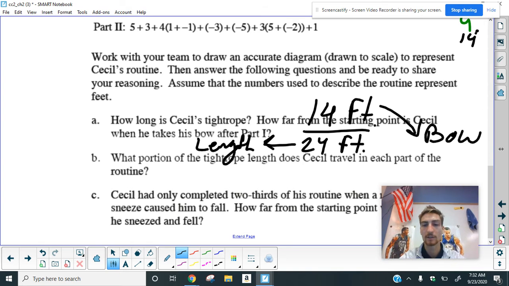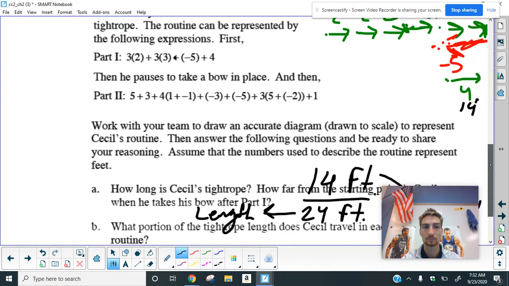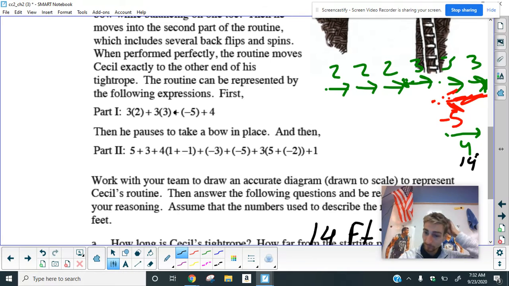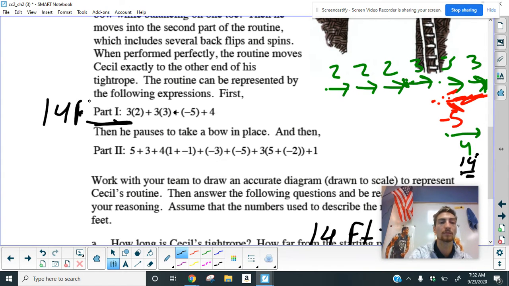All right. Now it says, what portion of the tightrope length does Cecil travel in each part of the routine? All right. So let's look at the second part here. Right now Cecil's at 14 feet after part 1. Now we go into part 2. So it says 5 plus 3. So we're at 8 plus, and we said this cancels out negative 3. So if we add negative 3, we're at 5. And then if we add negative 5, we're going to be at 0.